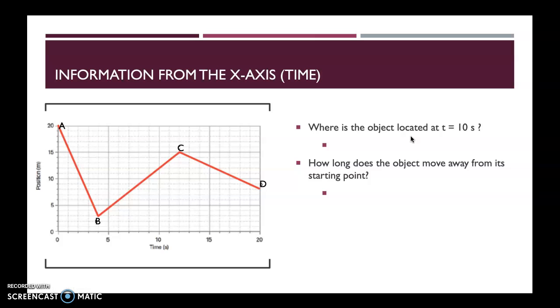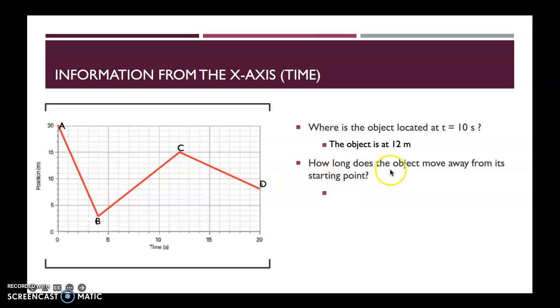All right, other information that we can get when we look at our x-axis, when we're looking at time, is where the object is located. So if I wanted to know where the object was at time 10 seconds, I'm going to find 10 seconds on my x-axis and then go up until I reach the line. And that tells me that it was at 12 meters.